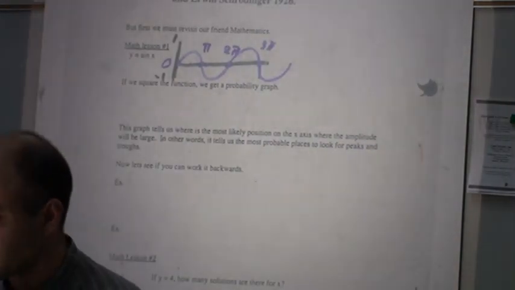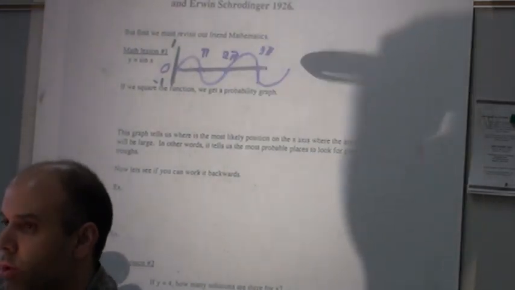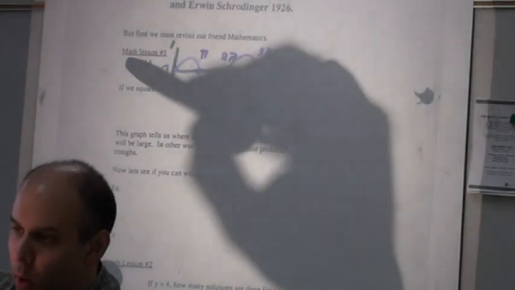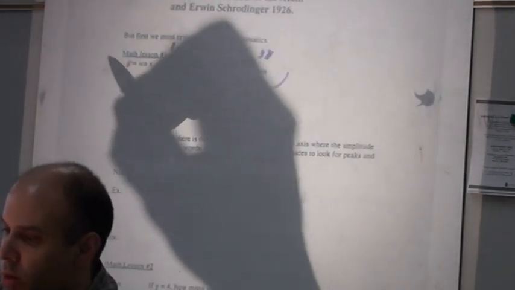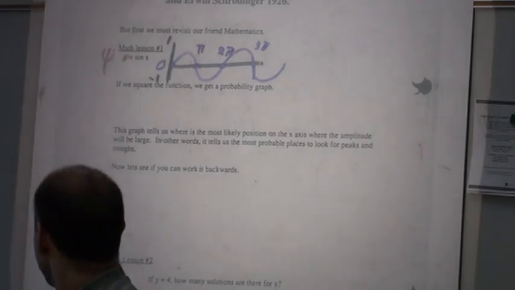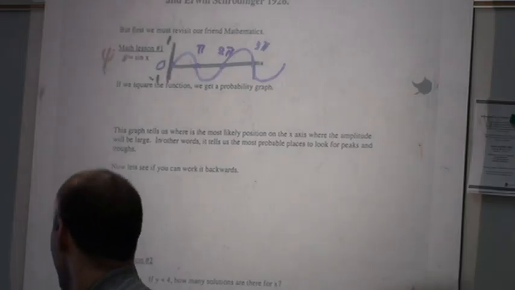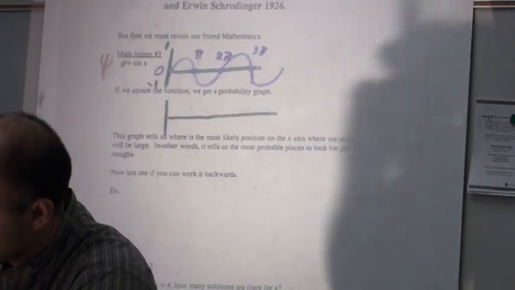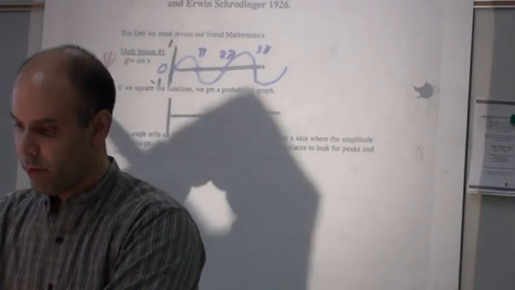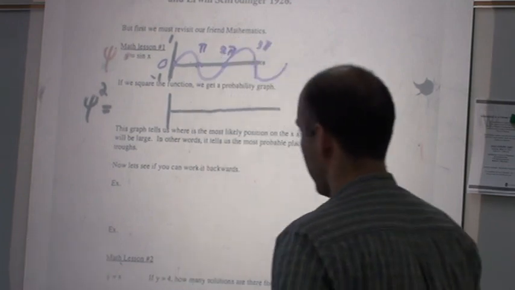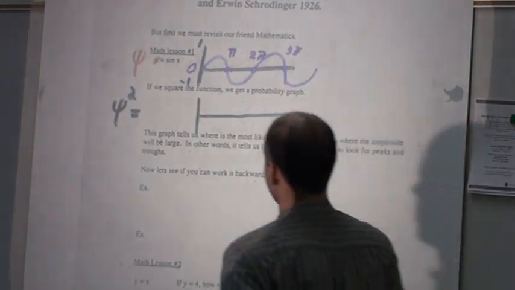Now in math, what you just drew was y equals sine x. Instead of using the variable y, we use the variable psi. Psi is y, and y is psi. So we would say psi equals sine x instead of that little pitchfork. Now what if we square psi? If you square psi, you're squaring this function.